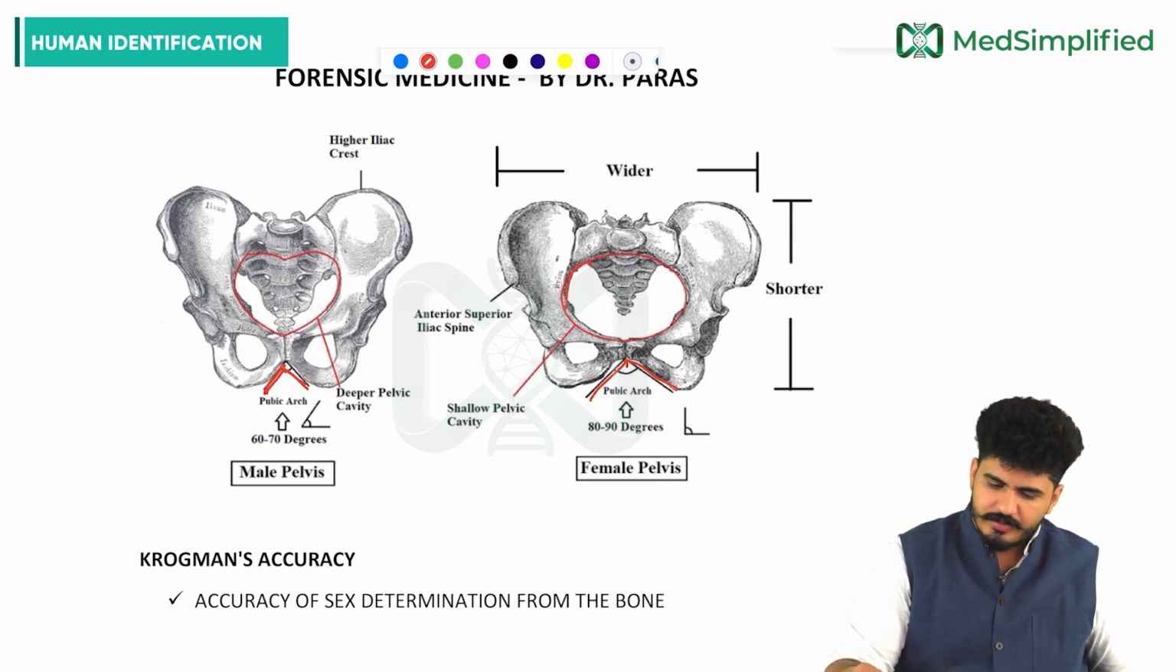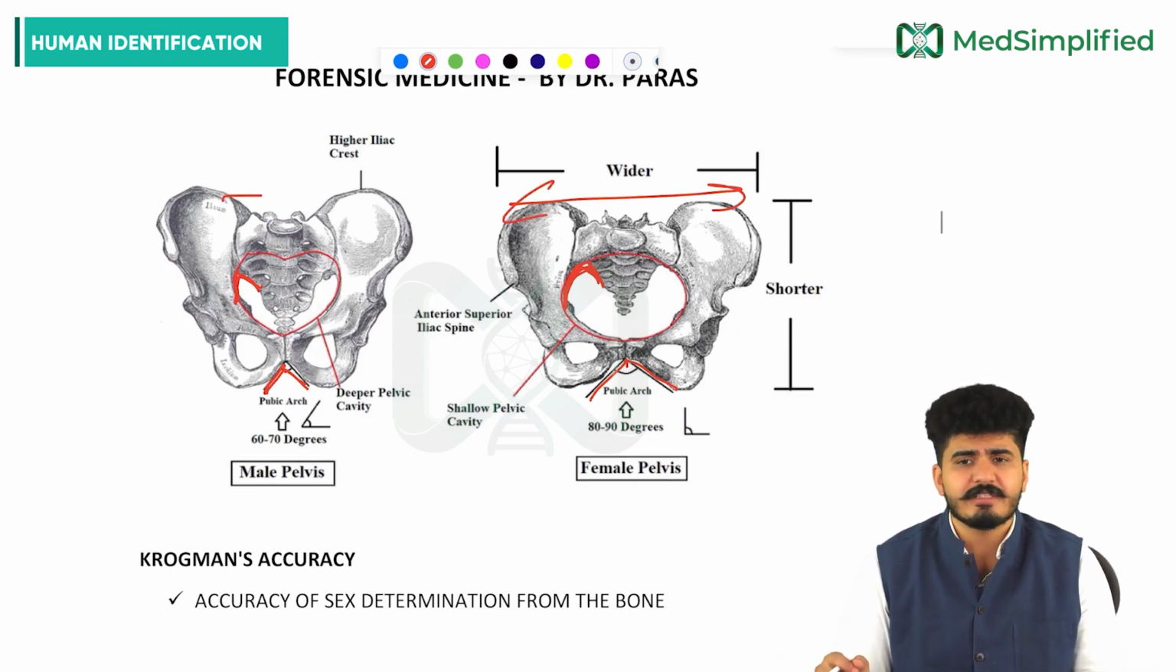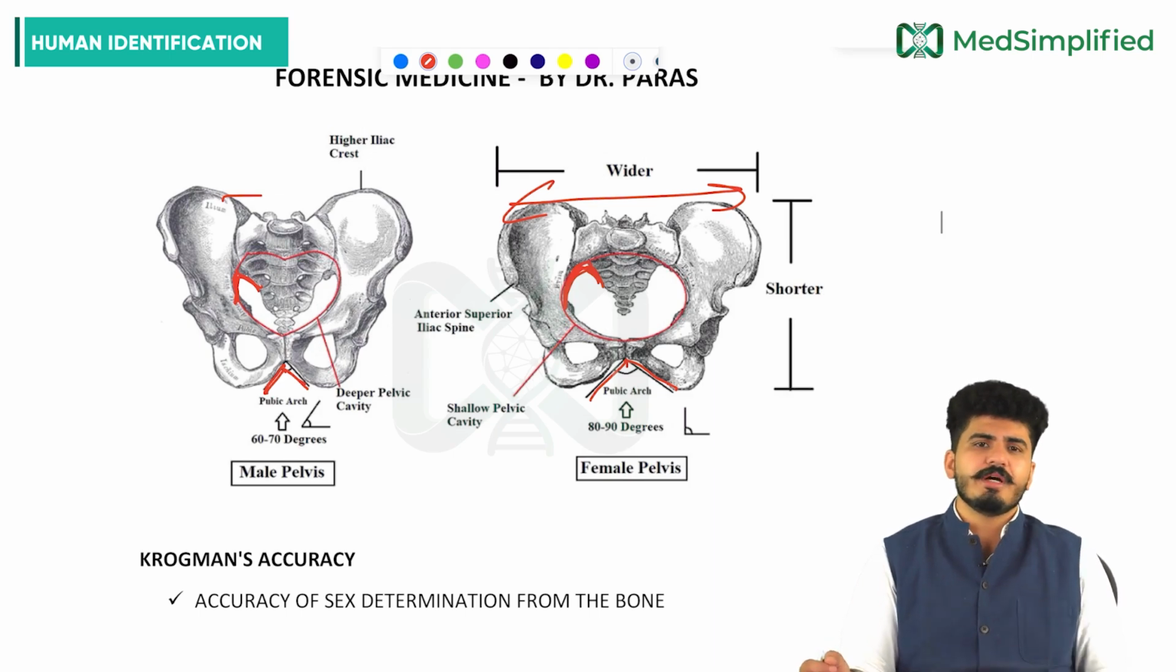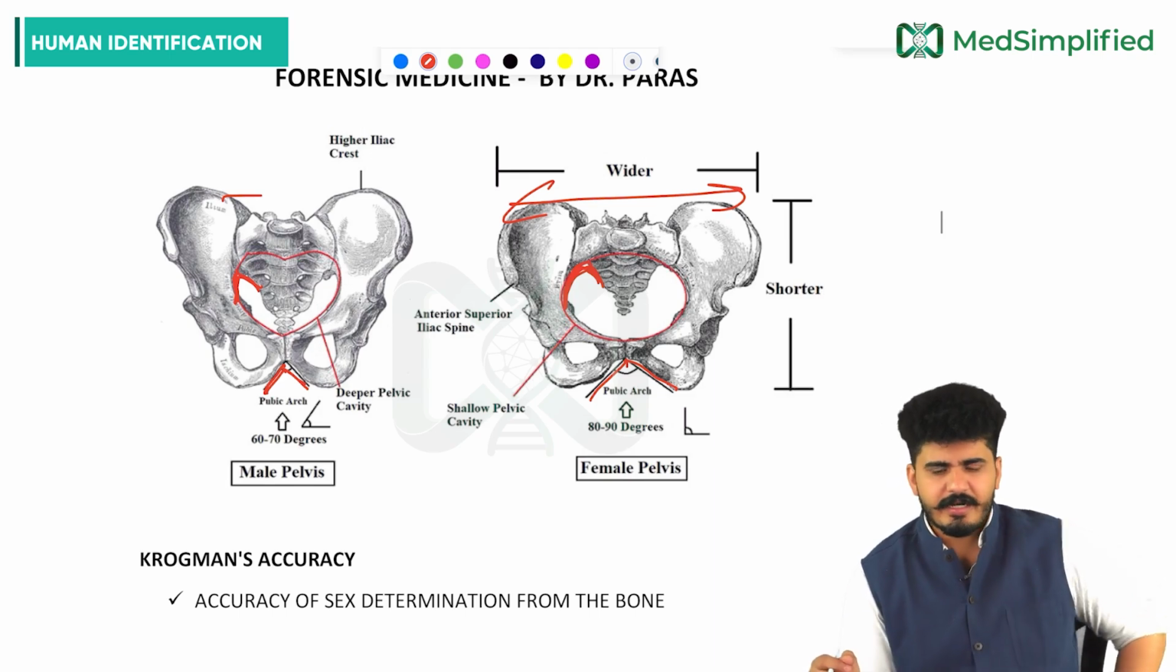The greater sciatic notch, you will see, in the female is wide like this. In the male it is narrow like this, my dear friends. You will see the female pelvis is wider as compared to the male pelvis. So these are the important differentiation factors you need to learn right here, sir.